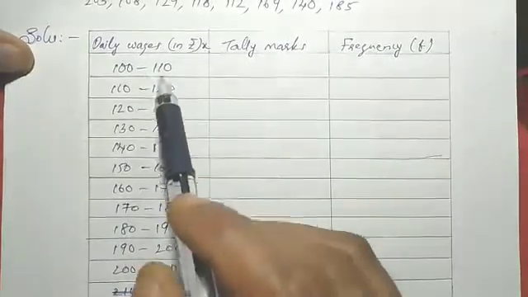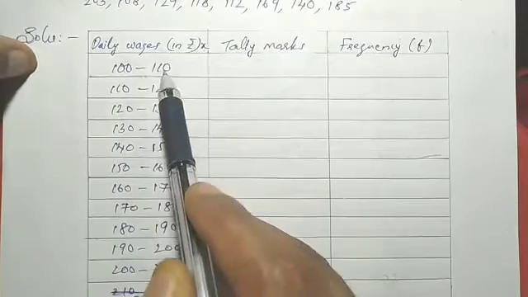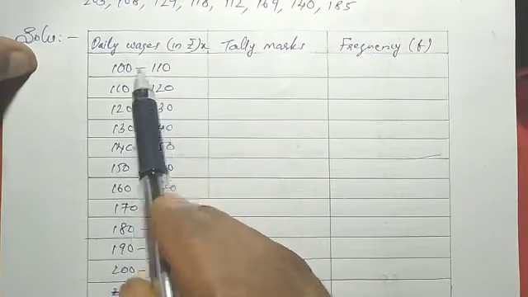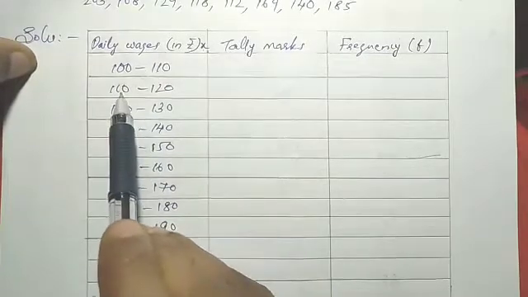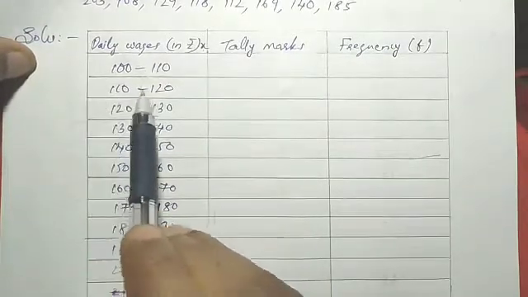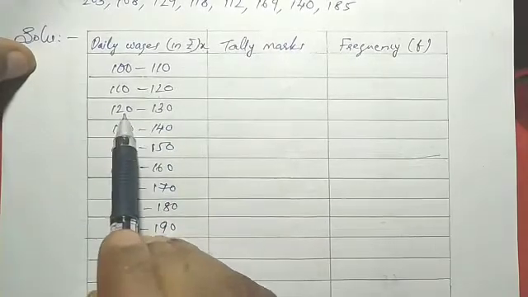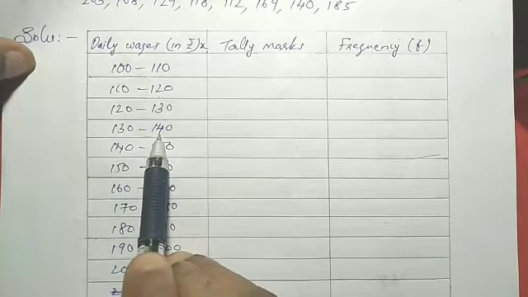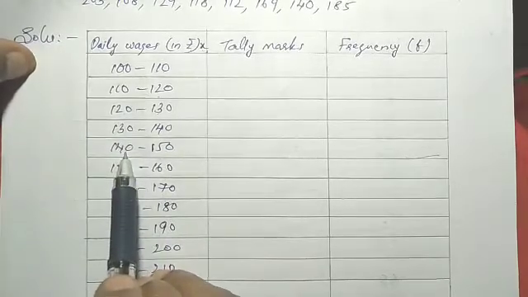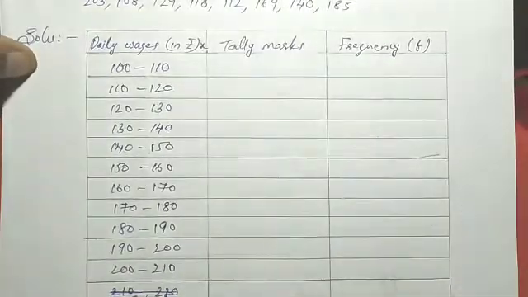And in this class interval, remember that 100 is included and 110 is not included. In this class interval, we will mark 100 to 109 only. 110 we will mark in the second class interval, up to 119. Here in this class interval 120 to 129. Here 130 to 139 only we will mark. 140 to 149, etc. Now we can mark the tally marks.